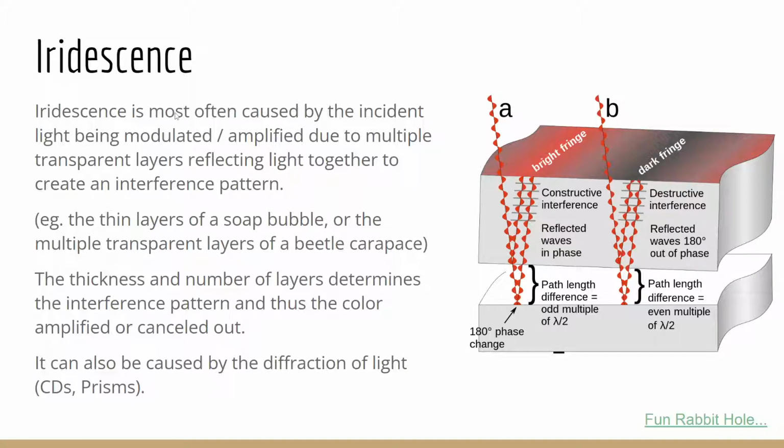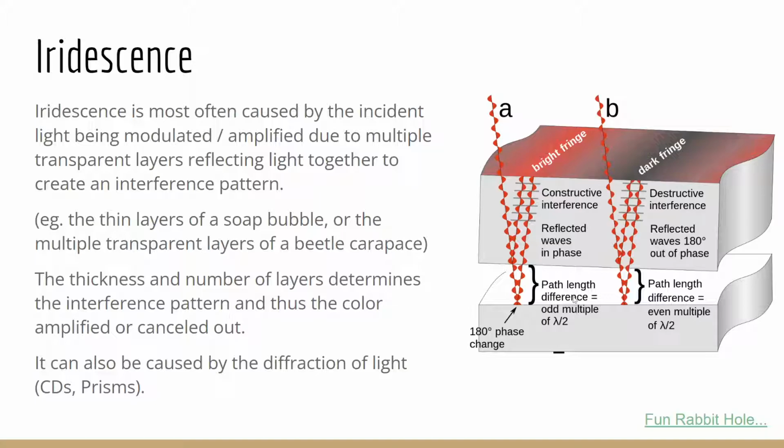But it's most often naturally caused by the incident light, so light that's coming in, being modulated or amplified due to multiple transparent layers reflecting light together to create interference patterns. So it's like you have a bunch of thin layers stacked on top of each other, and because of the different wavelengths of light, they're being bent or refracted differently as they travel through. So certain wavelengths of light are being slightly offset or pushed in a different direction. And then when these layers are interacting or interfering with each other, those wavelengths of light create interference patterns with each other, which can cause some colors to be amplified and some colors to be essentially canceled out.